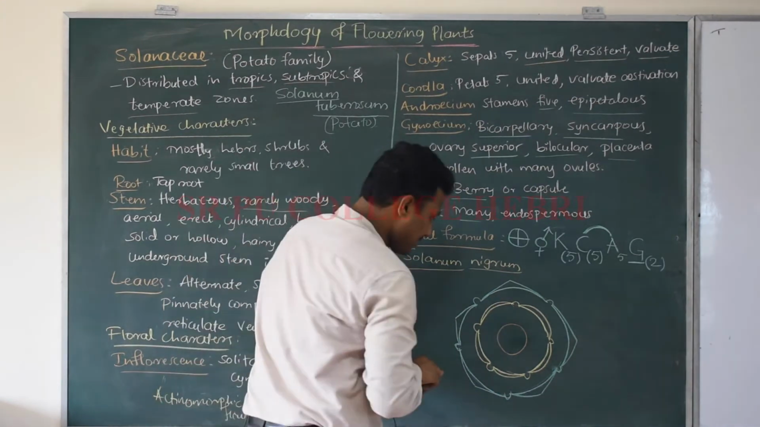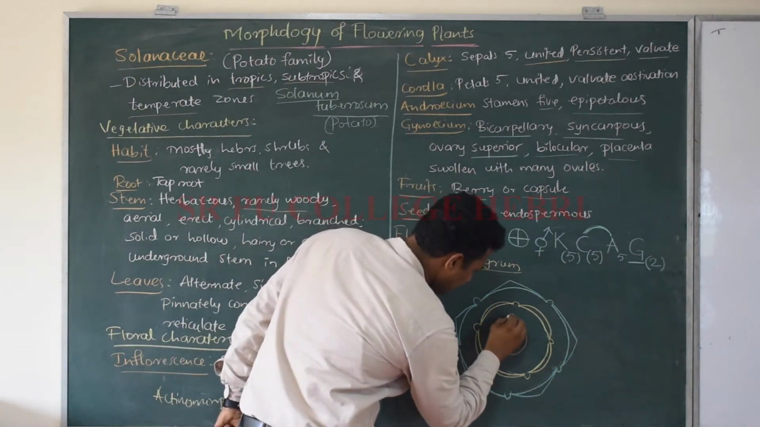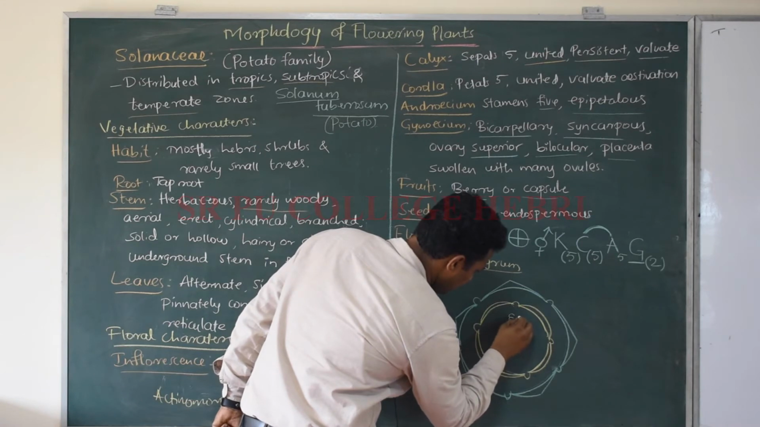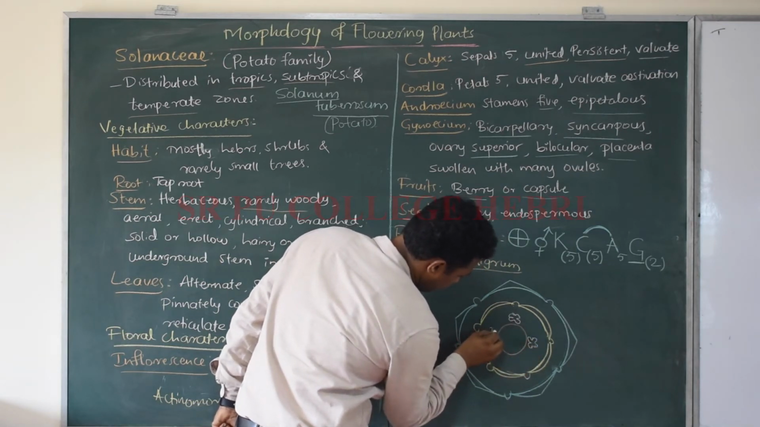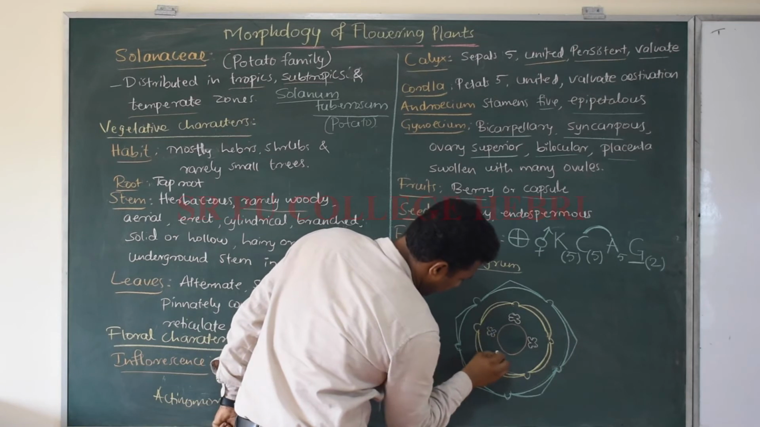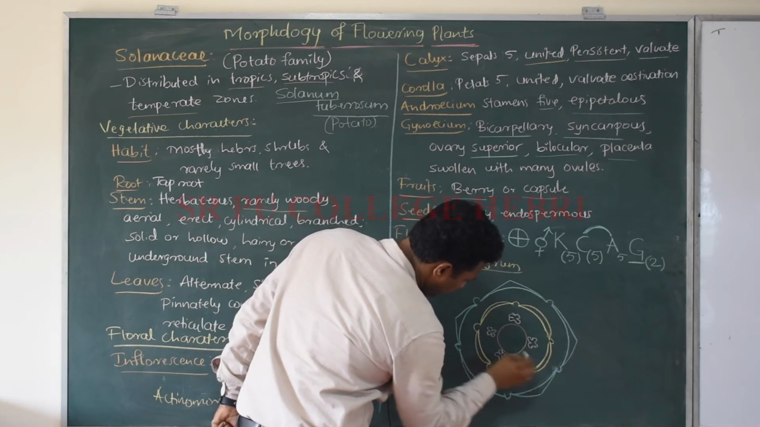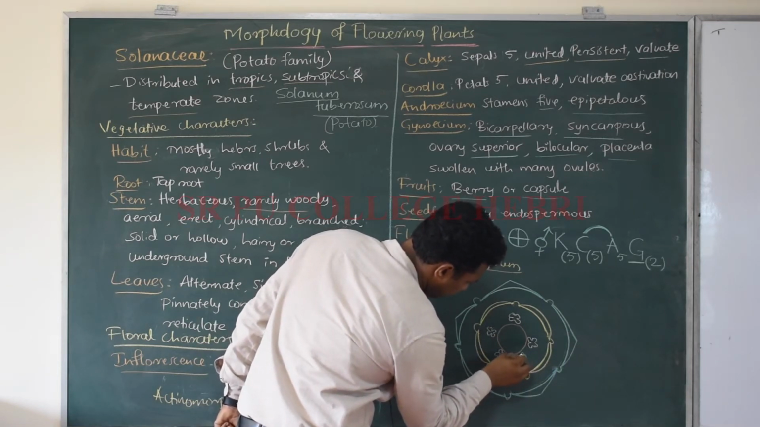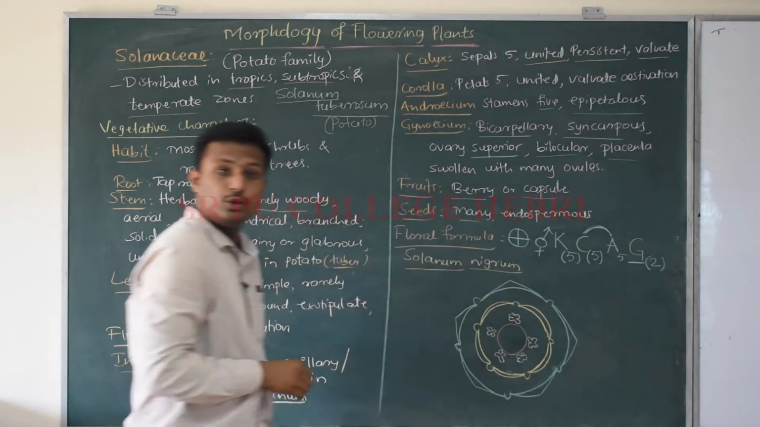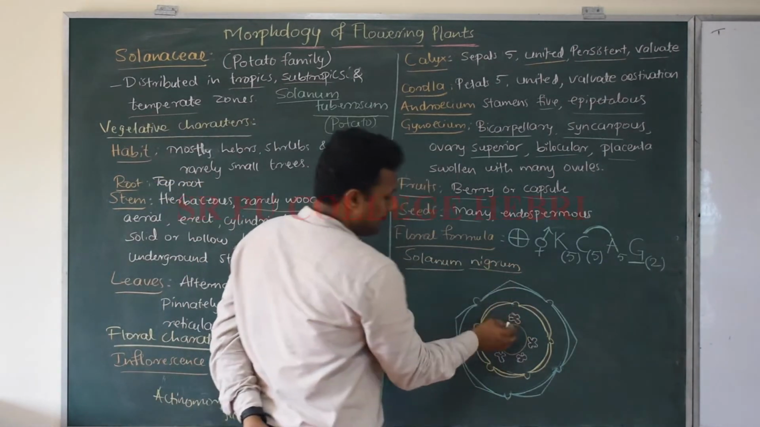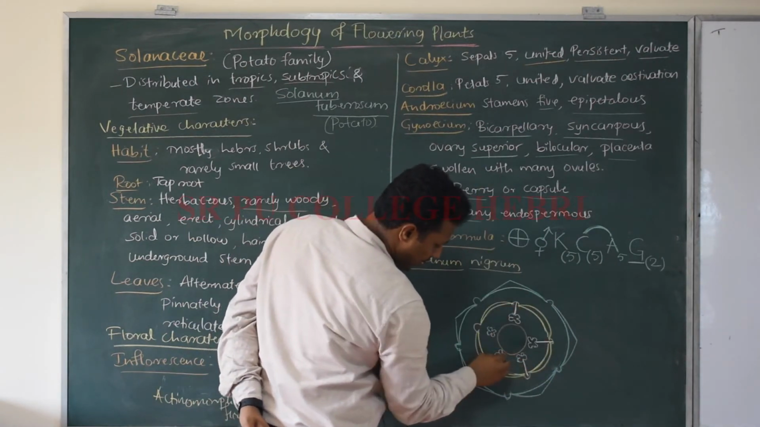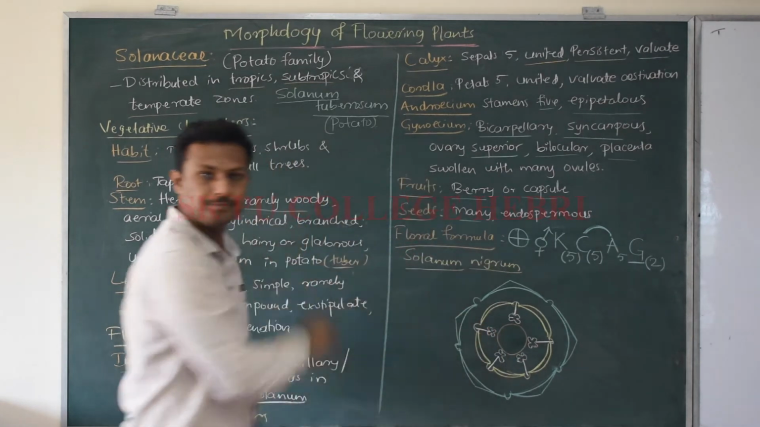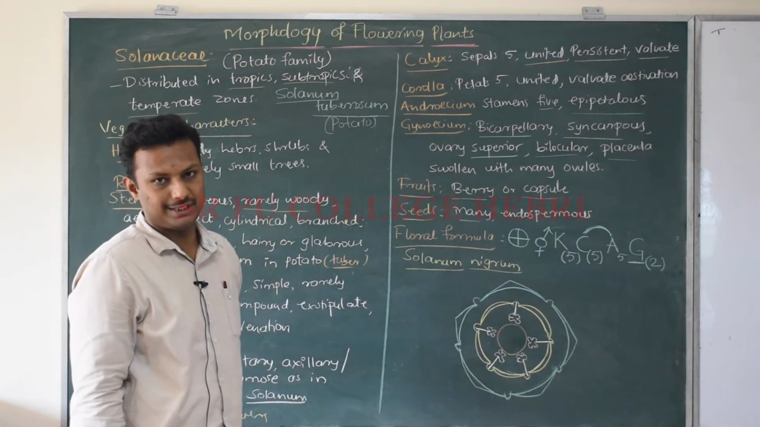How to show the stamens now? 5 stamens, right? Two, 3, 4 and 5. Okay, to show the attachment of the stamen to the petals, you just draw a line here and join it to the petal like this. Okay, this becomes epipetalous condition.